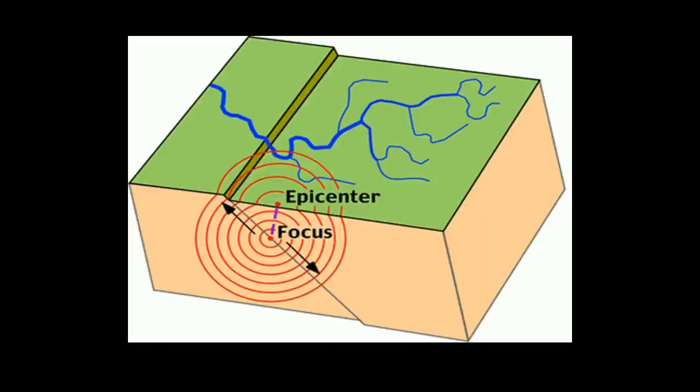Next, the origin of the earthquake is called the focus. You can see in the diagram that this is where the earthquake happens. Just above the focus, on the surface of the earth, is the epicenter. About 1 million earthquakes happen every year.